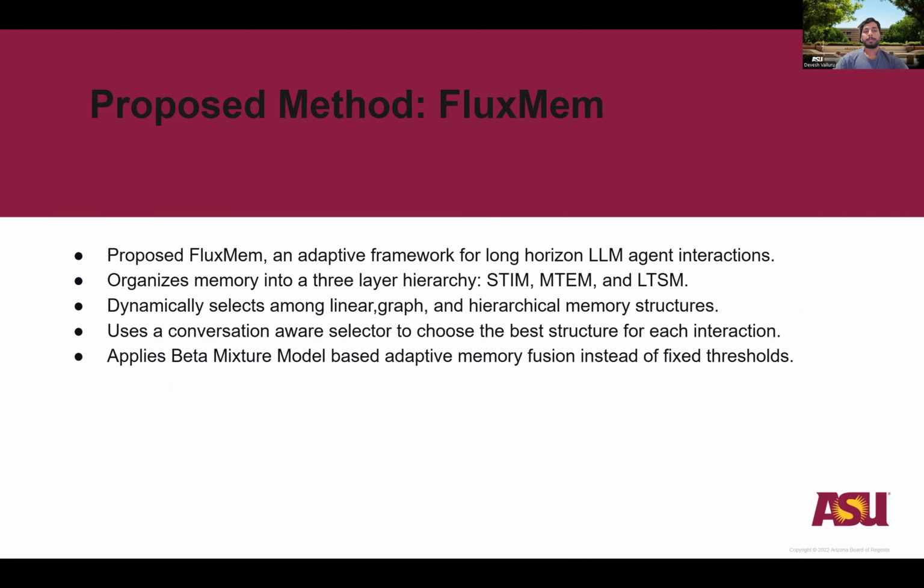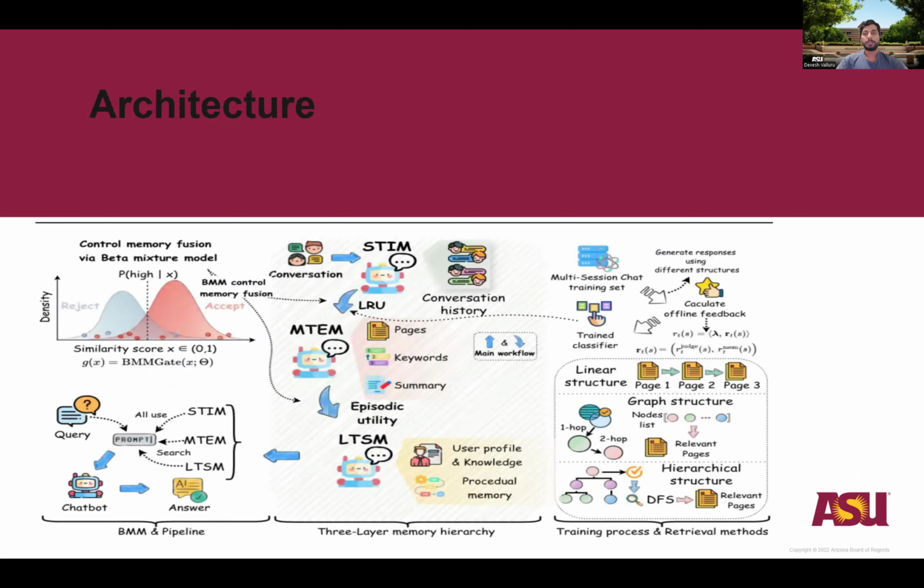In this paper, they have proposed FluxMem, an adaptive framework, as we said, for long horizon LLM agent interaction. They organize memory into a three-layer hierarchy: STIM, MTEM, and LTSM, which we'll look at in more detail further on. It dynamically selects among linear, graph, and hierarchical memory structures, uses conversation-aware selection to choose the best structure for each interaction, and applies beta mixture model-based adaptive memory fusion instead of fixed thresholds.